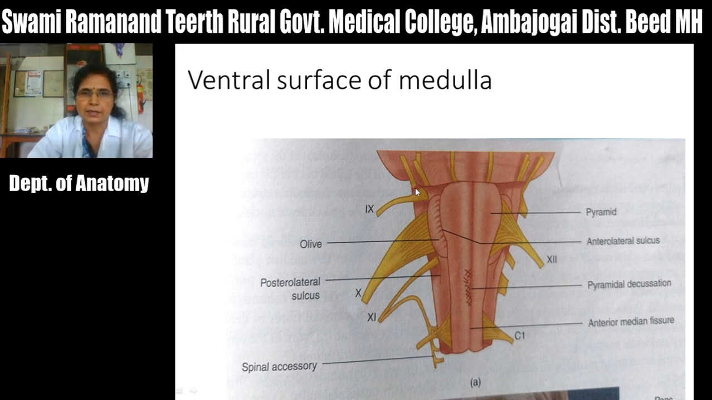Its size and shape: it is conical in shape, that is, bulb like. In size, its length is about 3 cm, breadth at the upper end is about 2 cm, and its thickness, that is anteroposterior diameter, is about 1.5 centimeter. It is covered by all meninges of the brain, that is the dura mater, arachnoid mater and pia mater.